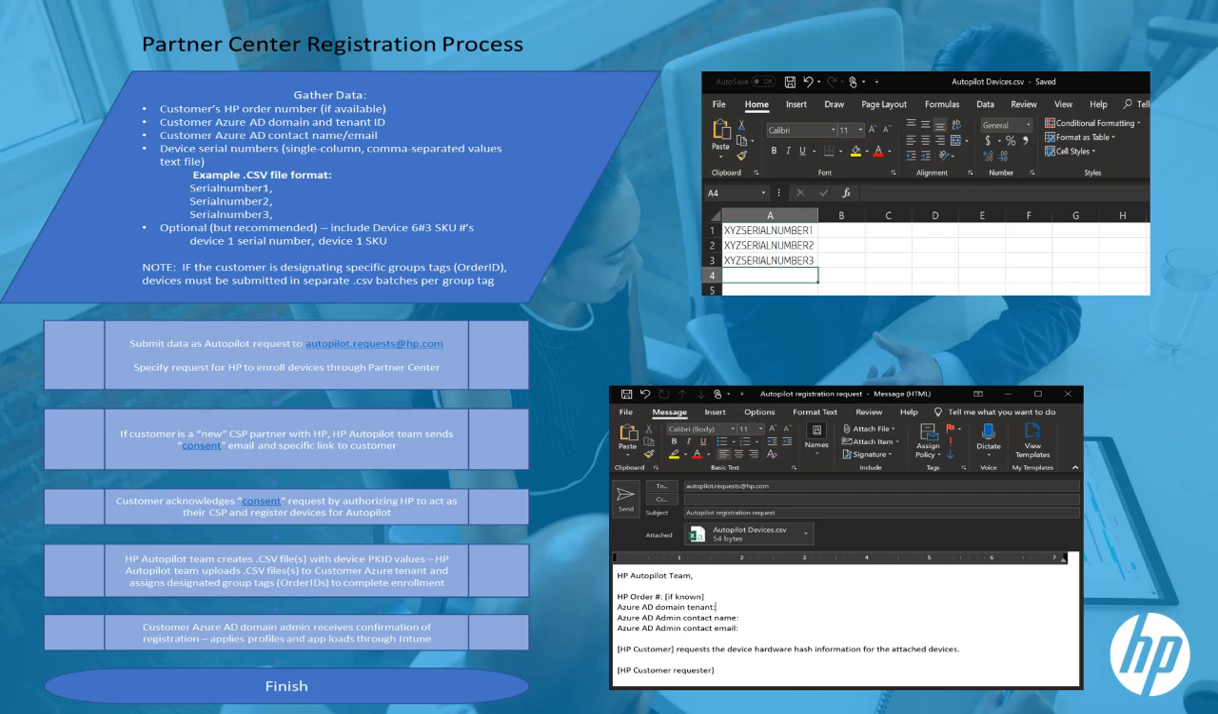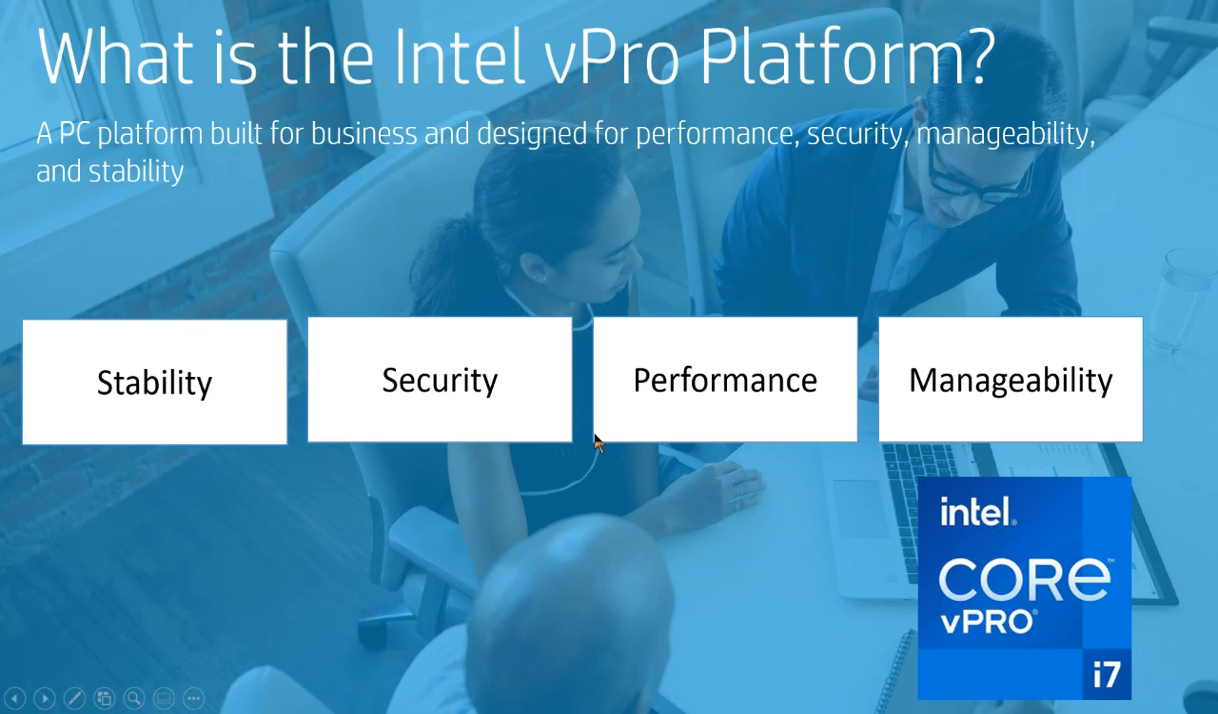Let's get into a bit of Microsoft vPro. So what is Intel? Oh, did I say Microsoft? My apologies. Intel vPro. Intel vPro essentially is a PC platform that's built to enhance business. So there are four facets that you really want to pay attention to here: stability, security, performance, and manageability.